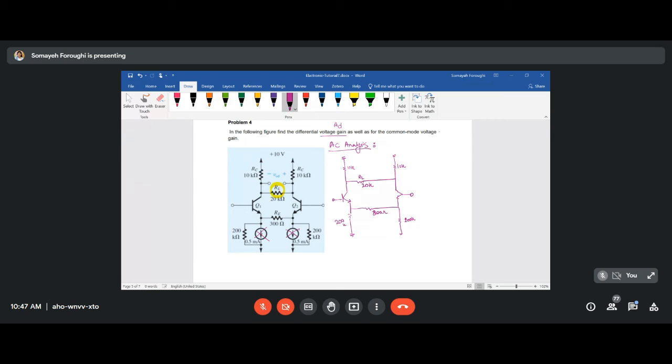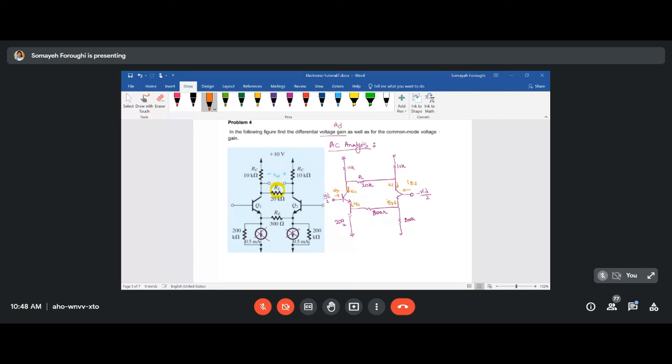So why is it different? As I said, the AC analysis will be different. Here we will have VID/2, and here we will have negative VID/2. That's all the same. But what happens to our AC analysis? If you have the base 1 here, and here you will have IB2, this is going to be your IC1, this is going to be your IC2, IE1 and IE2.